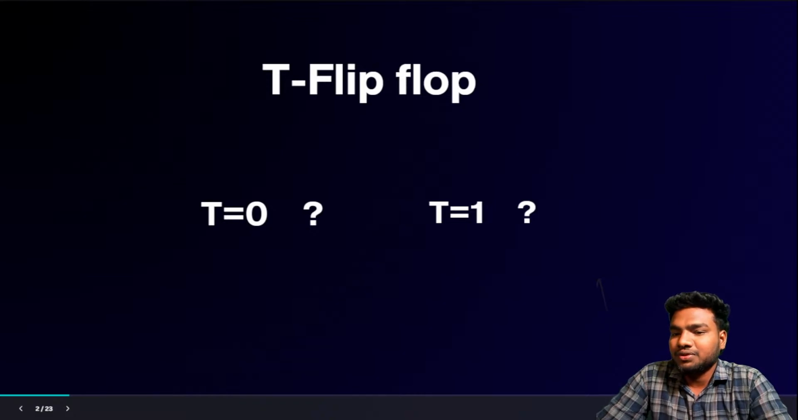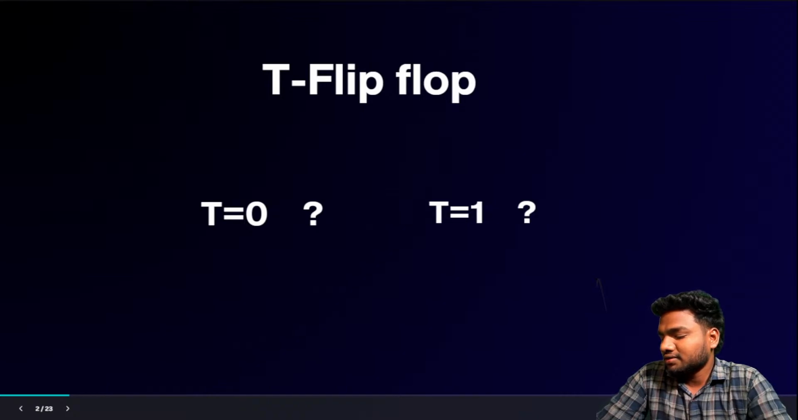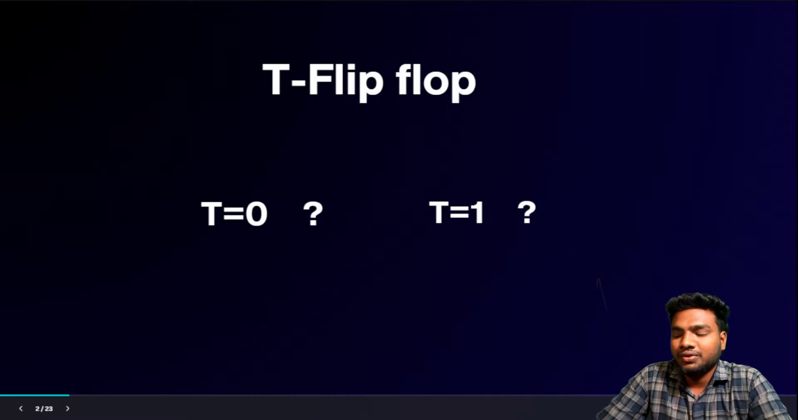So this is also some basic knowledge about flip flops. Can anyone explain the T flip flop, like an XOR gate? I'm asking, if T equals 0, what will the T flip flop do? If T equals 1, what will the T flip flop do? Basically, if T equals 0, it will give the same input value.